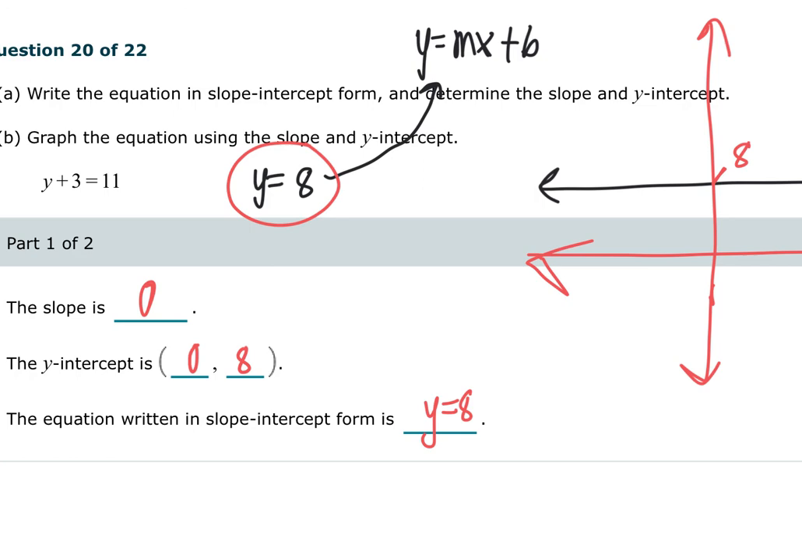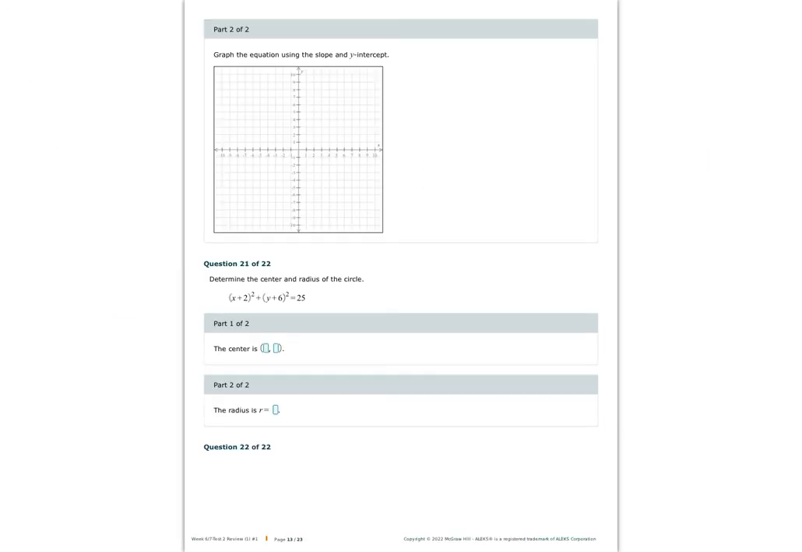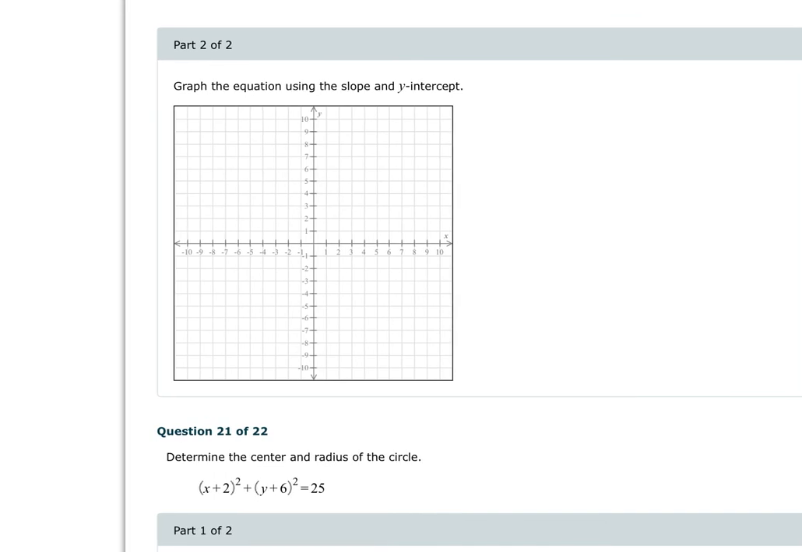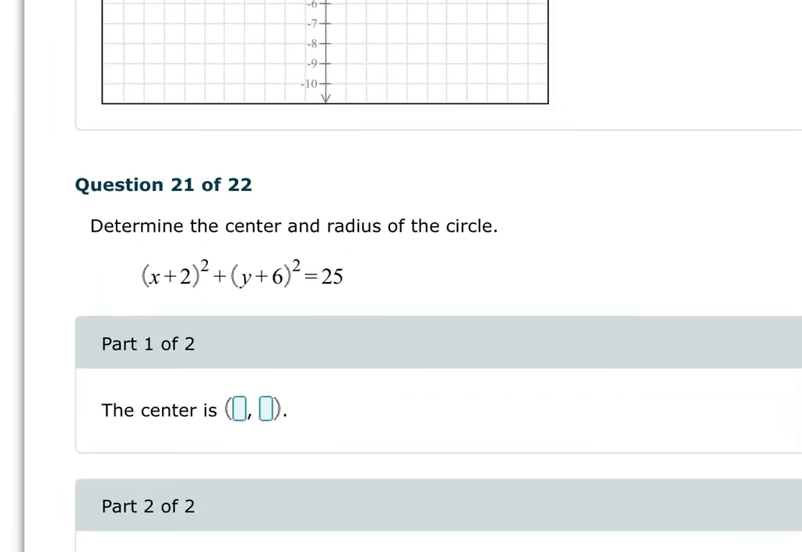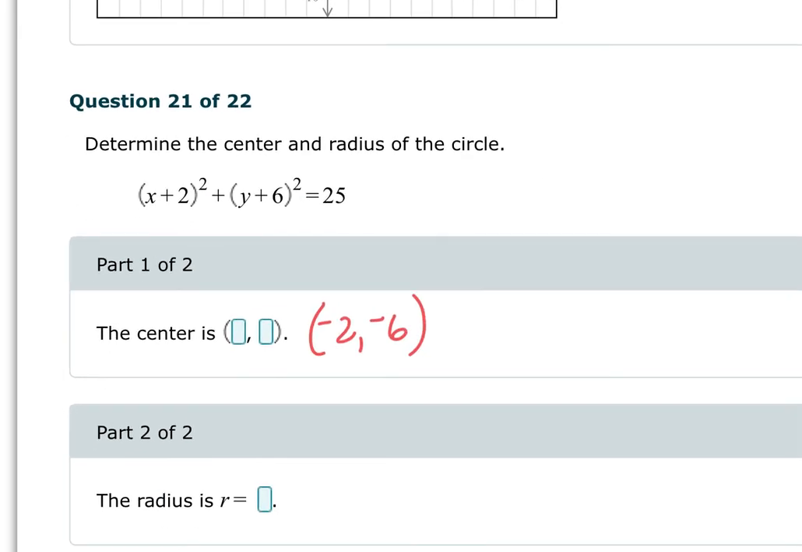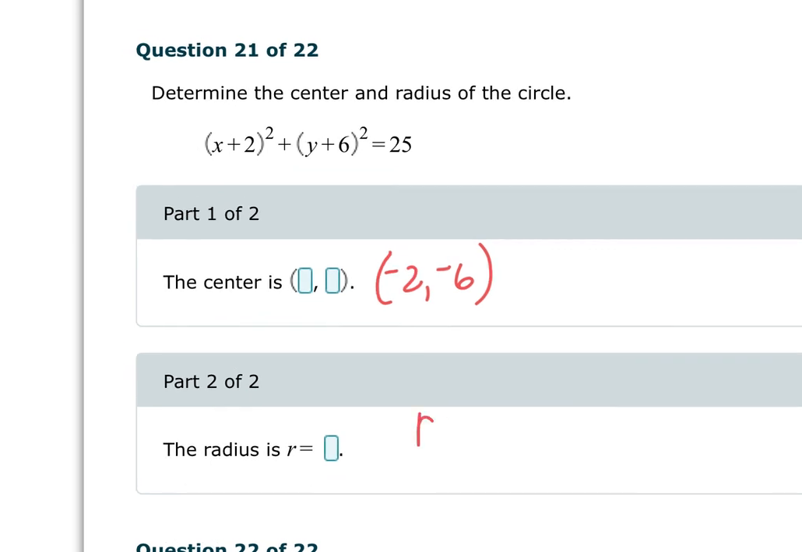On the next one, and graphing it, I guess I need to graph y equals 8. I already kind of graphed it. On the next one, so we're right in the center and we're right in the radius. So if we're looking at the equation of the circle, the center is the opposite signs of what we see. So the center is really -2 and -6. And if the radius squared is 25, then the radius is the square root of 25, which is just 5.